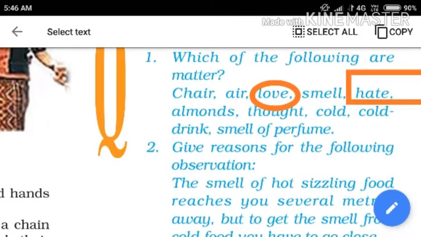Okay, students. Now tell me, love, thought, are they called matter? No, they are not matter, as they don't occupy space and have no mass.